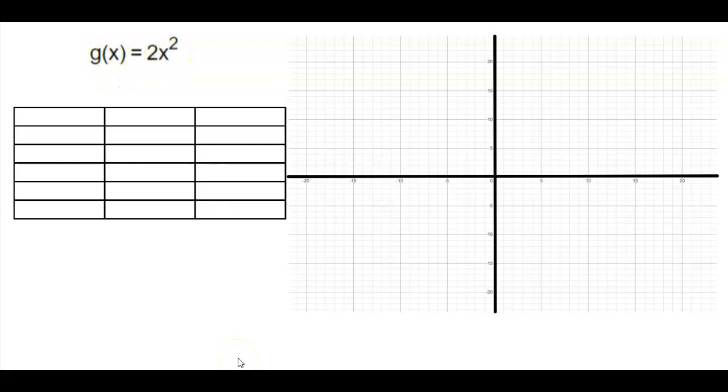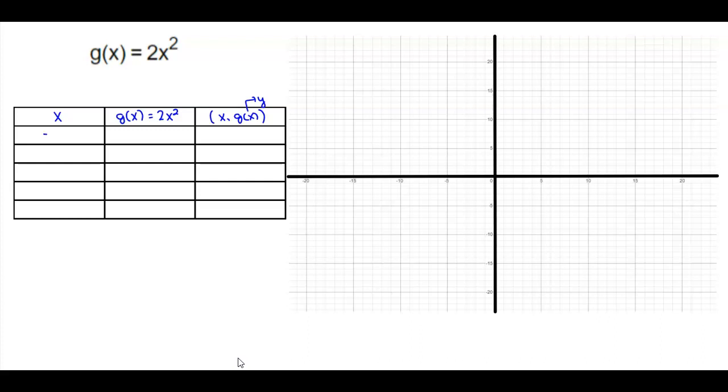So we're going to first create a column that represents x, which is our input, and then we have our g of x, which is equal to 2x squared, and then we have our ordered pair, which is x comma g of x. Remember that g of x is the same as that y coordinate. So let's pick some values for x. We want to always pick a negative value, a 0, and also a positive value.